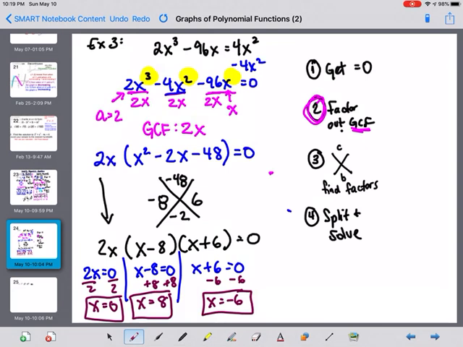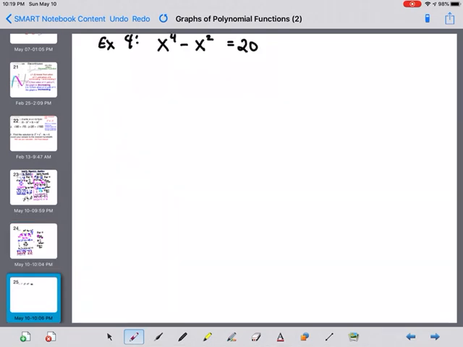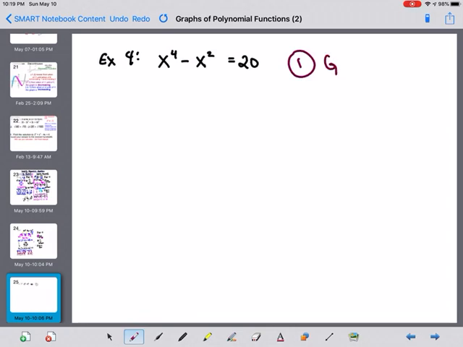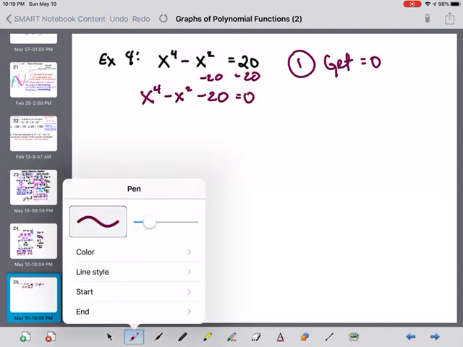Okay, last example. Take a second, pause it, copy this one down. And here's our last example. Okay, in example 4, we are going to do the same first step. So the first step is always the same, get it equal to 0. So I'm going to minus 20 here on both sides. And I end up with x to the 4th minus x squared minus 20 equals 0.